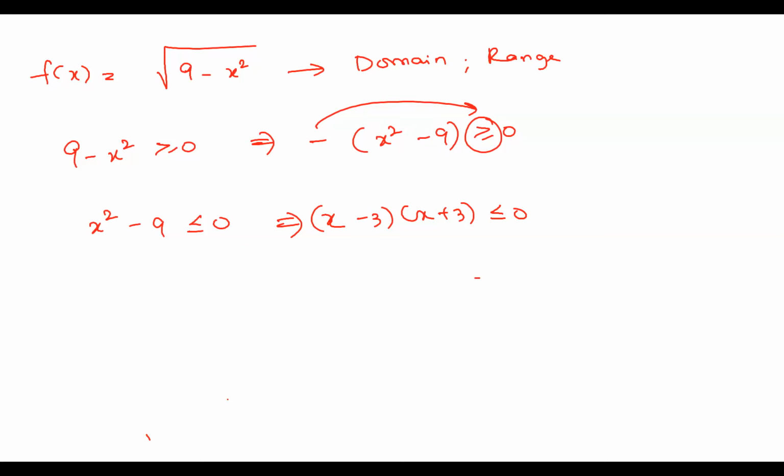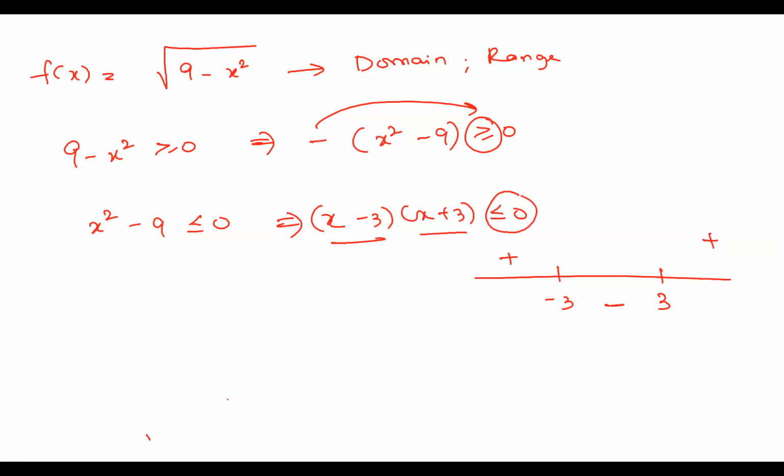Draw that number line. You need not ask me. What are the checkpoints? Minus 3, 3. You substitute a value less than minus 3. Let's say minus 4. This is negative, negative. Negative into negative, you're getting positive. You substitute a value between minus 3 to 3. Substitute 0. You will get negative. If you substitute a value greater than 3, take 4. You will get positive.